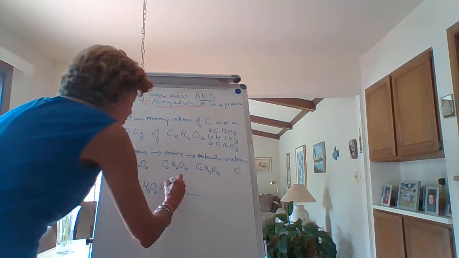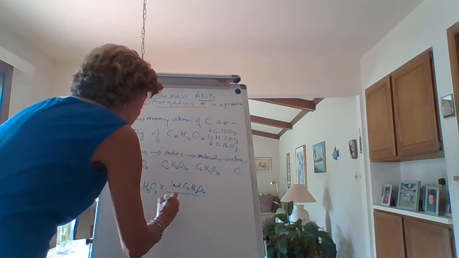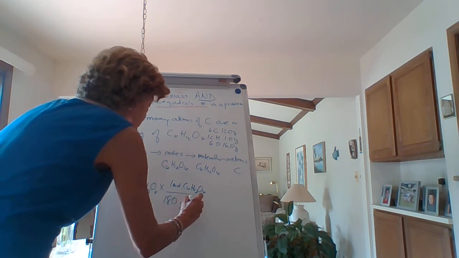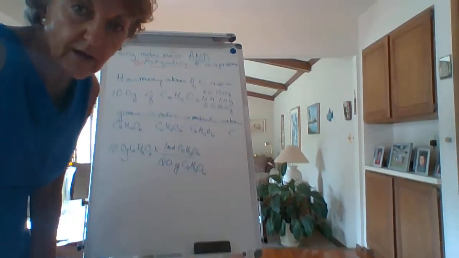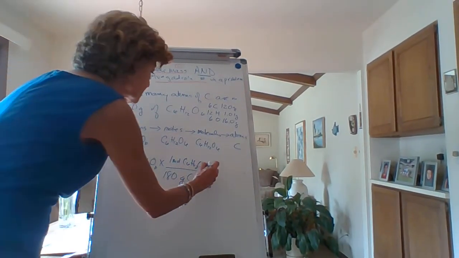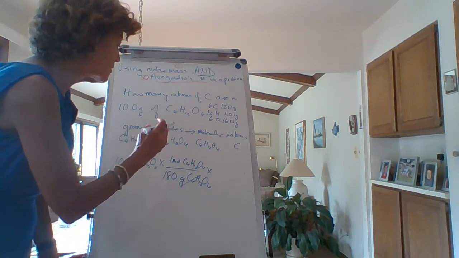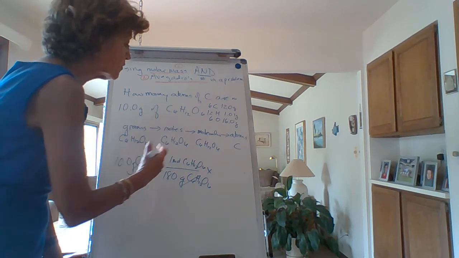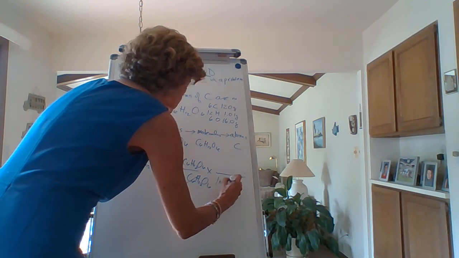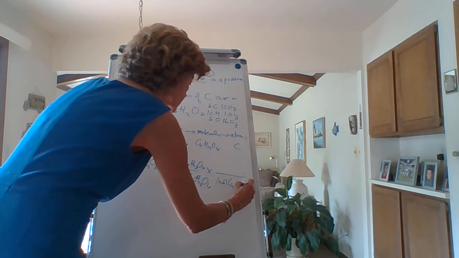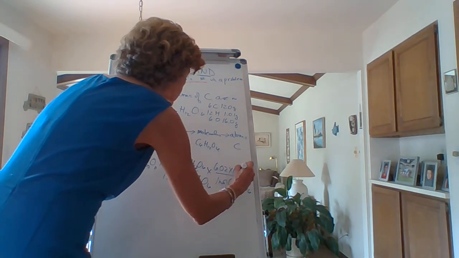Okay, so I'm going to say 1 mole of glucose, C6H12O6, is 180 grams of C6H12O6. Okay, cancel out grams. Now we want to go from moles to molecules. That's when we use Avogadro's number. So we're going to go 1 mole of C6H12O6 is 6.02 times 10 to the 23rd molecules.